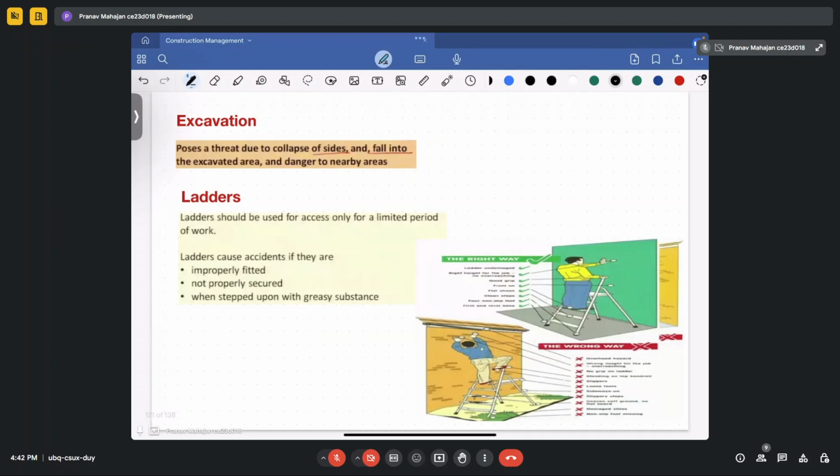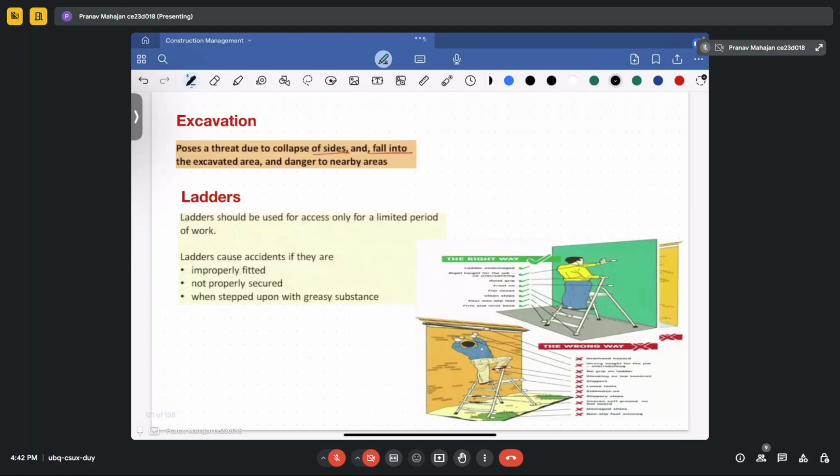Excavation poses a threat due to the collapse of the sites, falls into the excavated areas, and danger to the nearby areas. The worker involved in carrying out that particular excavation work may get trapped inside the pit, and this will pose a threat to the life of that individual.